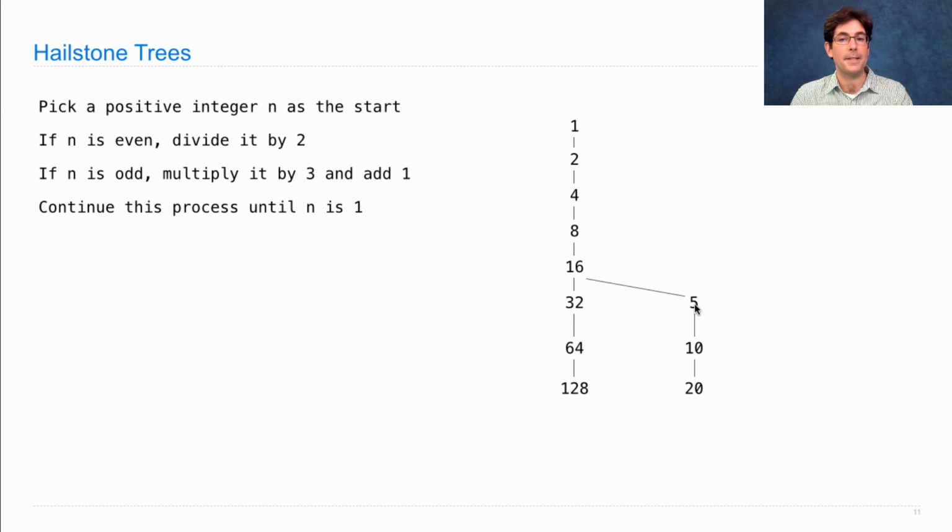And since double 5 is 10 and double 10 is 20, I could go from 20 to 10 to 5 to 16 to 8 to 4 to 2 to 1. That's a hailstone sequence that has the same length as the one that starts with 128. 8 elements in each sequence.